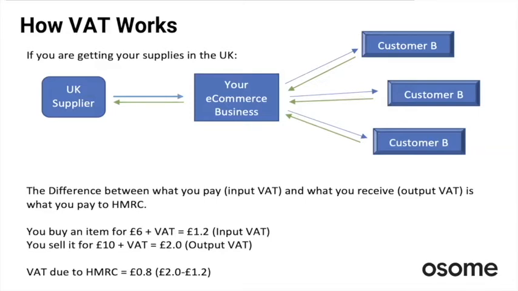On the other side, when you sell that item to your customers, you ask them for £10 plus VAT, a total of £12. You're collecting that £2 extra for HMRC and recording the £10 as your sales. The amount of VAT due back to HMRC that you need to pay is 80 pence. That's the difference between what you collected and what you paid, so the difference between input VAT and output VAT. And that 80p is what you need to pay back to HMRC by the end of your period.